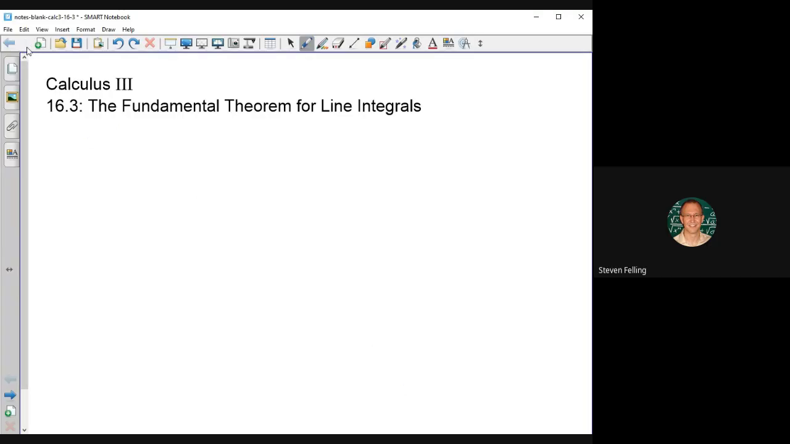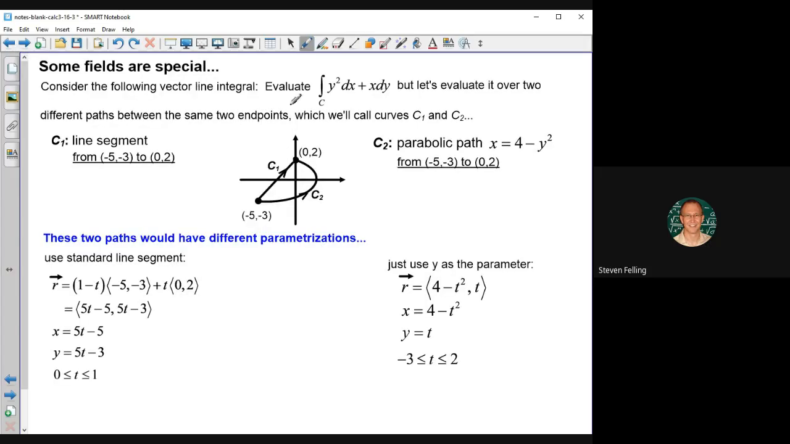Yep, okay. All right. So first of all, we need to recognize that some fields are special. Let's take a look at a first example of a field that isn't special in this way. Let's say that we have a field F, which is defined with x component y squared, and y component x, which can be written as a P, Q, right? So I don't know that I made a big enough deal about this in the last video, but this P and Q is just the x and y components of the vector field.